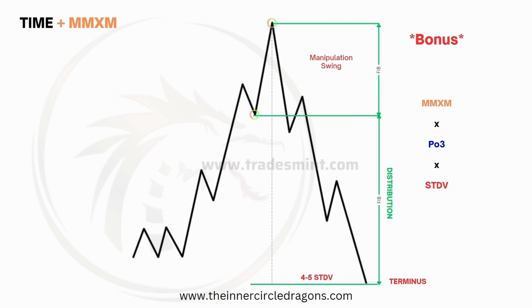Again, refer back to previous lessons where we can build a confluence of different projection points, pip ranges, and higher time frame levels. But 3 to 4 standard deviations of the manipulation leg and 4 to 5 standard deviations of the distribution leg will serve you very well going forward. Again, if you use this as a rough guide, you would be able to distinguish whether we are in a retracement leg or we are in a distribution leg of a market maker model.